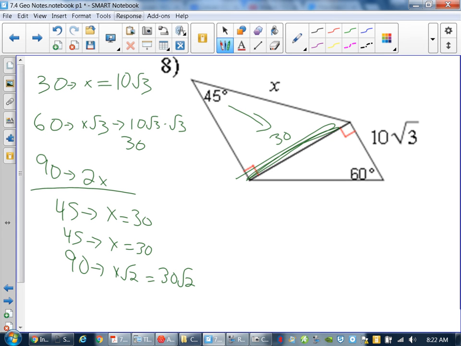Sometimes you'll be given the side across from a 30 or across from a 45. That means that is the number you substitute in for x. Other times, like we've said, if you're given across from a 60, you divide by root 3. If you're given across from a 90 in a 30, 60, 90, you divide by 2. If you're given across from a 90 in the other one, you divide by root 2. That's how you find that common multiplier. It just depends upon the problem itself.